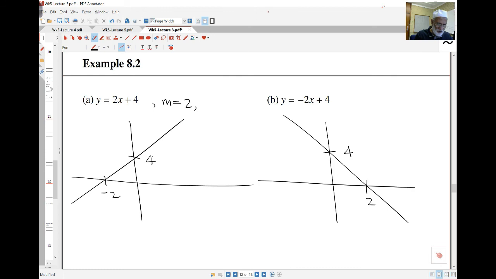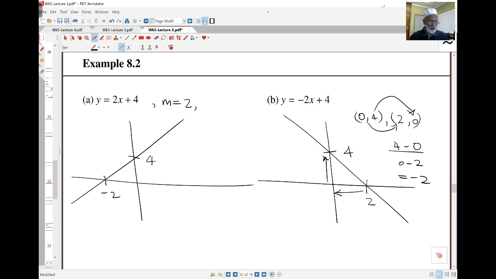And you can see the slope here. The difference here is 2, and the difference here is 4. So if I look at the points here, 0, 4, and 2, 0. You can see the slope here, 4 minus 0 is the y difference, and 0 minus 2 is the x difference, and that comes to negative 2. The domain and range here are all the real numbers in both cases.